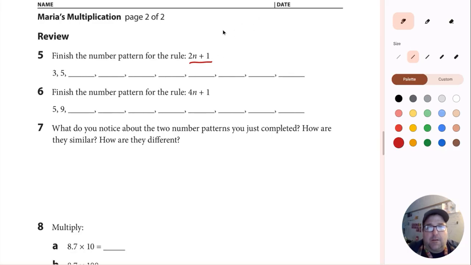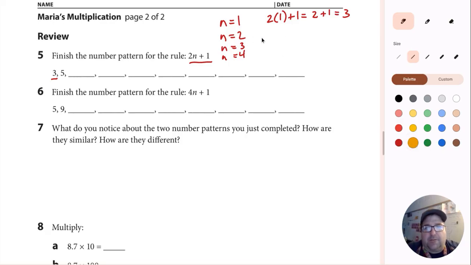If we are using that formula, 2n plus 1, well, what if n equals 1? What if n equals 2? What if n equals 3? What if n equals 4? And that's what these mean. 1, 2, 3, 4, 5, 6, 7, 8, 9, 10. You would go all the way to what if n equals 10? Well, what if n equals 1? That means we're going to put a 1 in for n. So 2 times 1 plus 1. 2 times 1 is 2. Plus 1 gets us to 3. And that's where that 3 comes from.